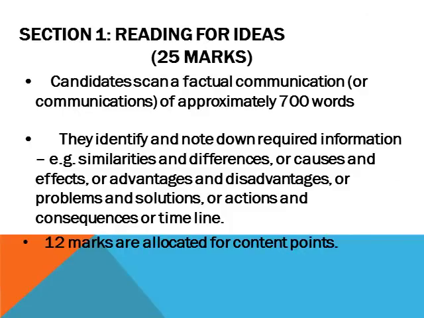In reading for ideas, which is of 25 marks, you will have a non-fiction passage of approximately 700 words. There are three things to be done. The very first thing is note making. In the passage, you will have two themes, well elaborated. They could be as easy as advantages or disadvantages, or it could even be a timeline. You have to make notes, and this part of the paper is of 12 marks.